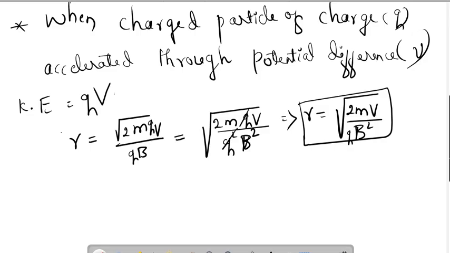So we can write in case of potential difference R is, even if you have problems where they give you potential difference, magnetic field and mass, and ask you to find the radius, in that condition it will help you. Okay, so this is when a charged particle of charge q is accelerated through the potential difference V. Now the time period.